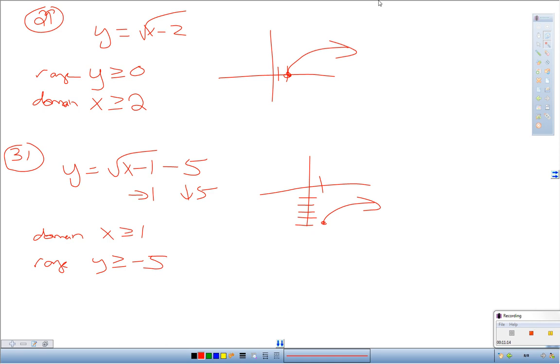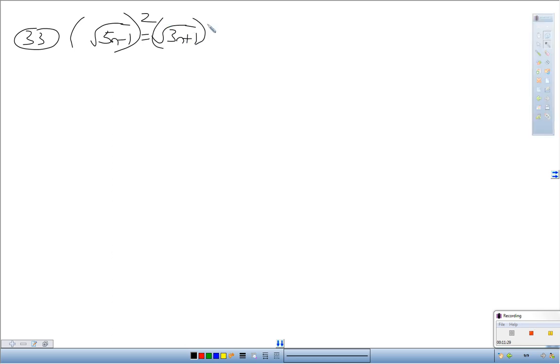All right. Now let's move on to some equations. For 33, it wants you to solve the square root of 5n minus 1 equals the square root of 3n plus 1. Whenever you have a square root equal to a square root, you can square both sides, and those cross out, so that leaves me 5n minus 1 equals 3n plus 1.